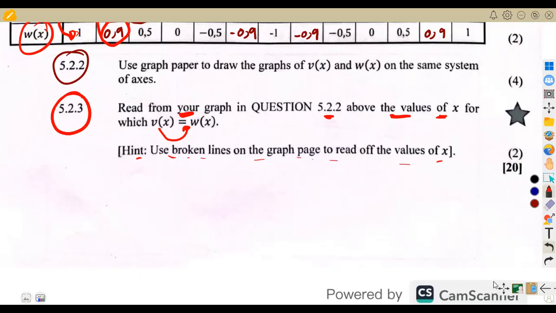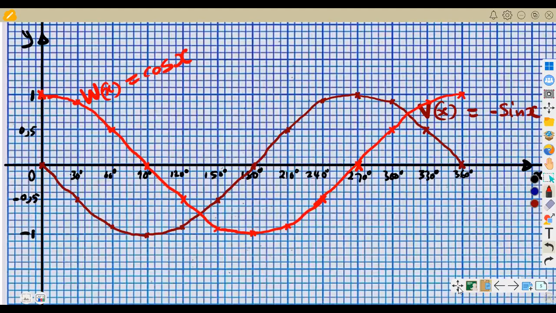All right, so we want a condition where Vx is equal to Wx, and it is only at the point of intersection where these two graphs can be equal. So we need the point of intersection of these two graphs, where these two graphs intersect. What is the x value there? At the point of intersection, where they intersect, that is where Vx and Wx are the same.